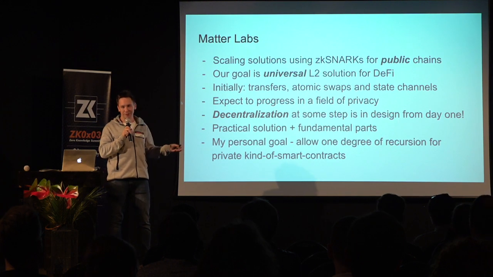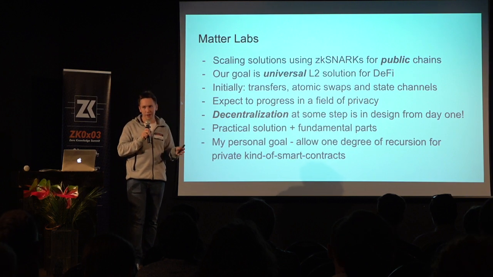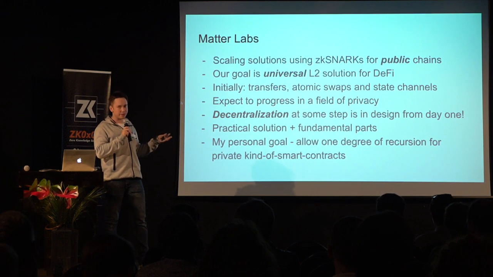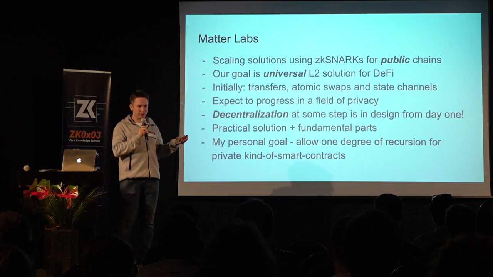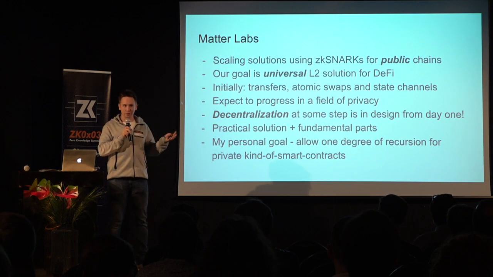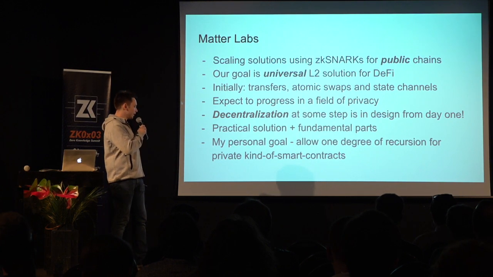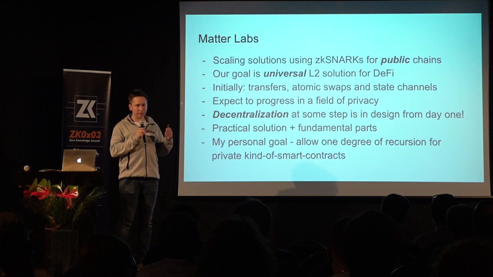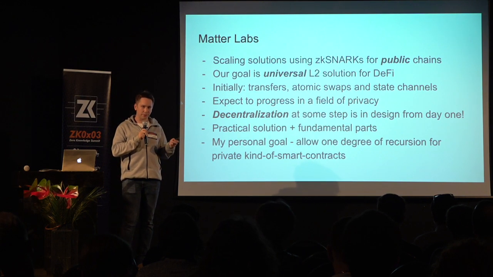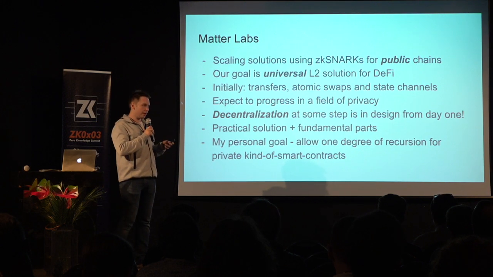Initially, we finalized our set of features for a first version about 2 weeks ago. It would be transfers, DEX settlements in the form of atomic dependencies with arbitrary chains, and state channel opening, funding, and closing without escalation, so for the best case scenario. We want to move in the field of privacy to hide at least the transaction amounts, but for now we optimize for efficiency, so this is not in the first version.